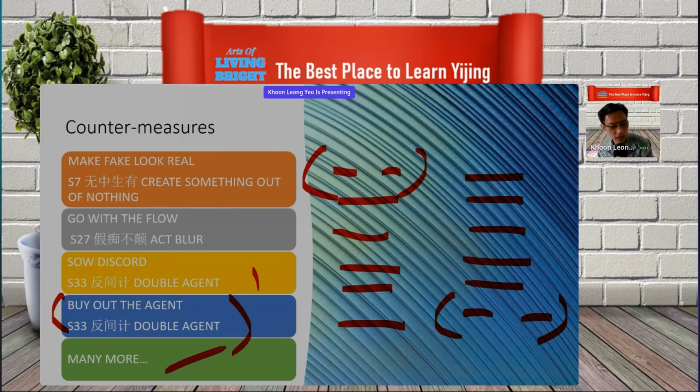Okay. So with this, I've completed 3 stratagems. Right? Can you recall what are the 3 stratagems? Any questions so far?